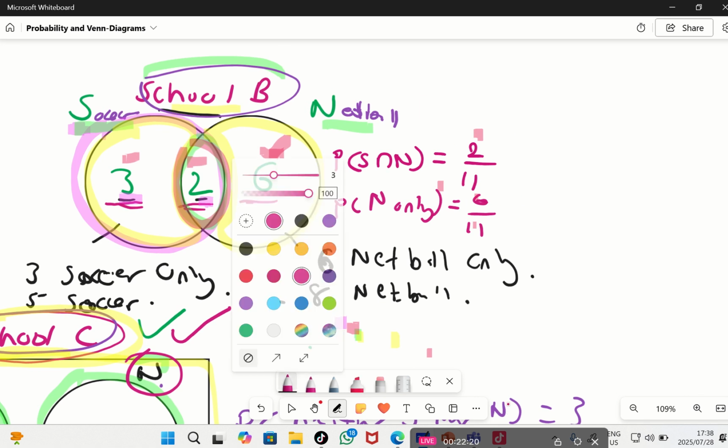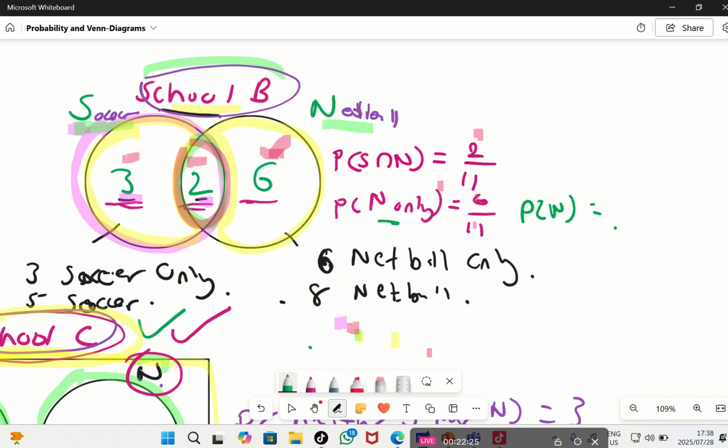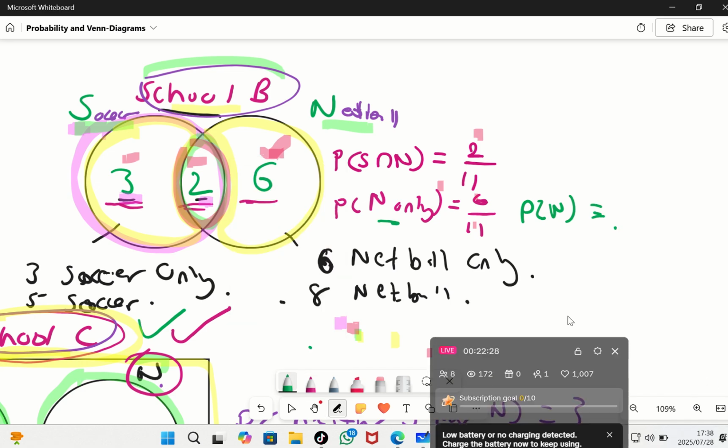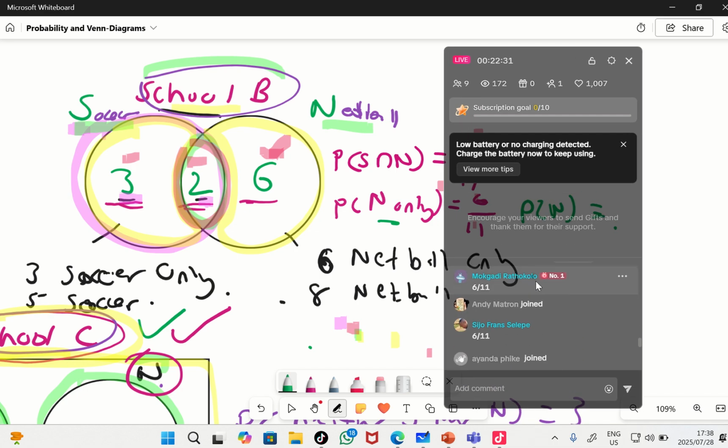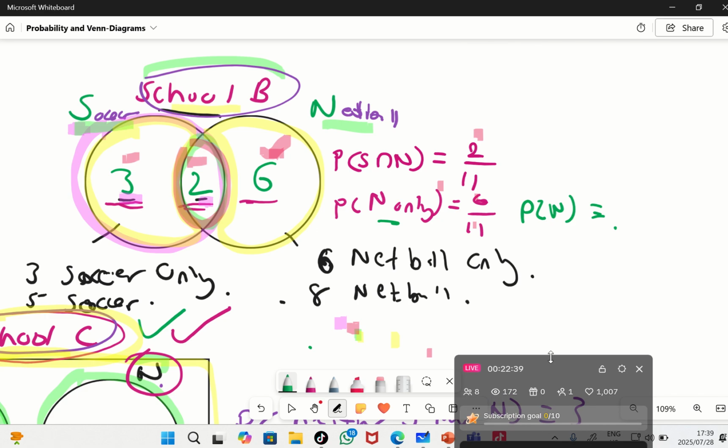Now, last question. What is the probability that a learner chosen at random plays netball? Not netball only, but netball. Quickly answer the question. Remember, they're also testing you on speed in exams, ne? Yes? 5 over 11. Did I say netball only, or did I say netball or soccer? Sorry about that. I said soccer, ne? Okay, let's go again. What is the probability that a student chosen at random plays netball?